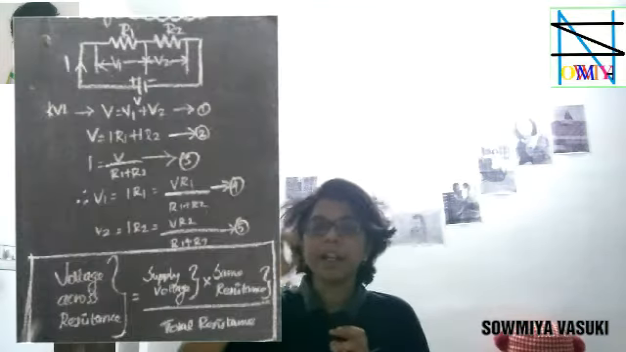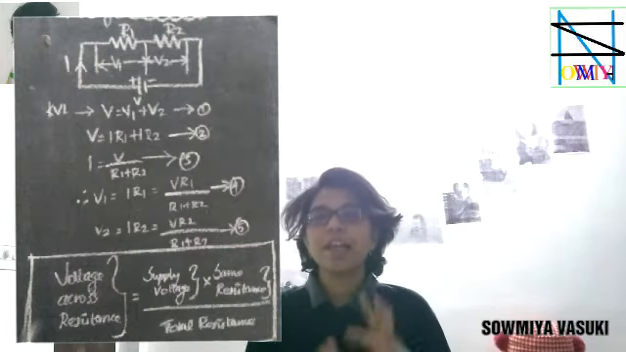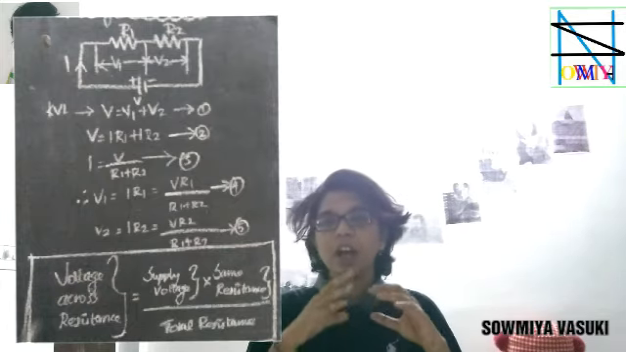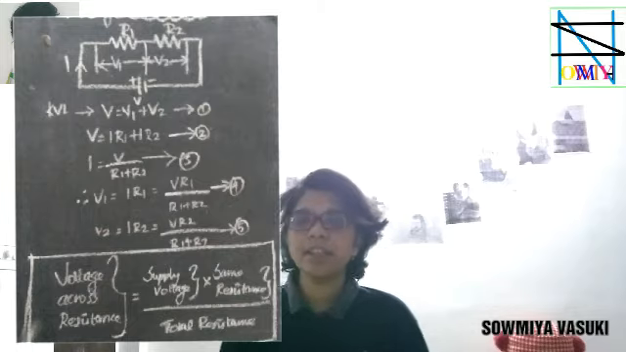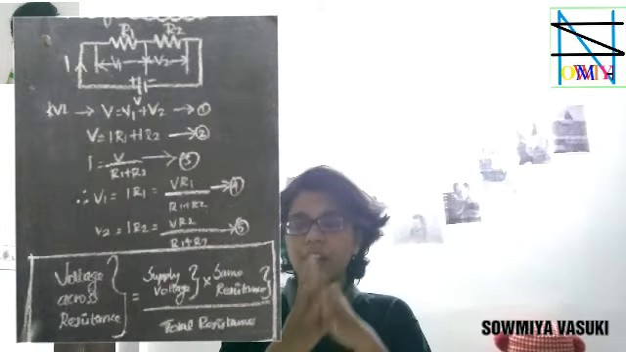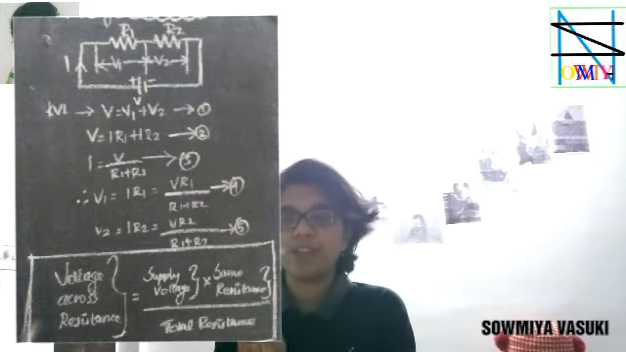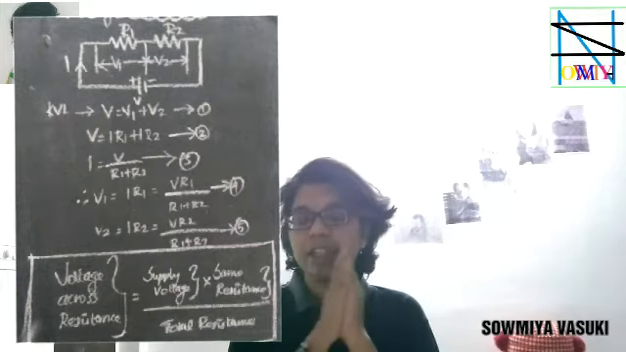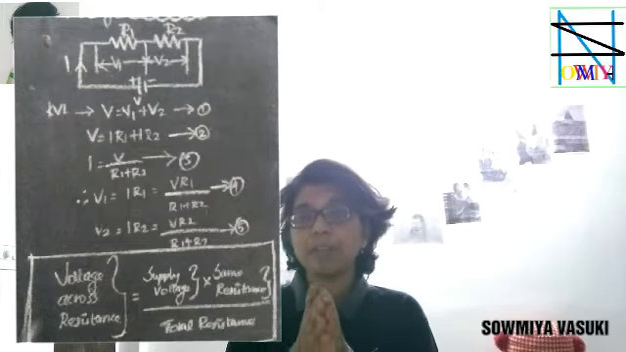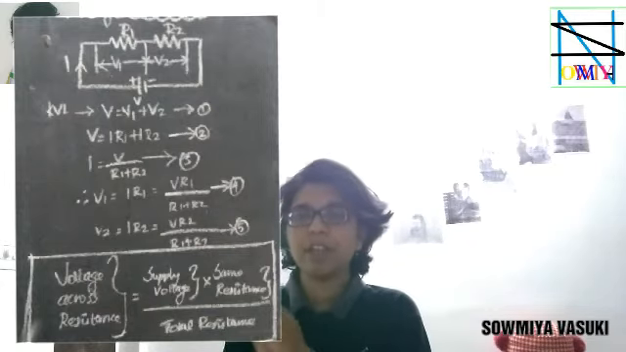Voltage divider rule and current divider rule. The voltage divider rule consists of Kirchhoff's voltage law. Resistors R1, R2 are connected in series in this network. Applying Kirchhoff's voltage law, V is equal to V1 plus V2. This is the first equation. Then the second one is V is equal to IR1 plus IR2. This is the second equation.